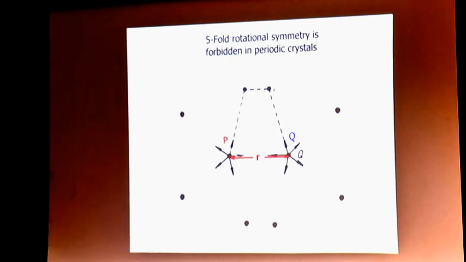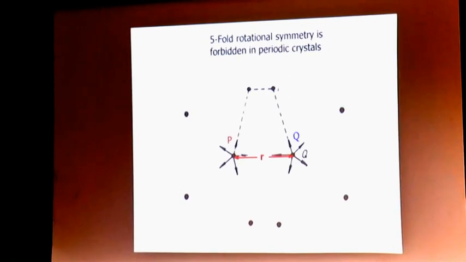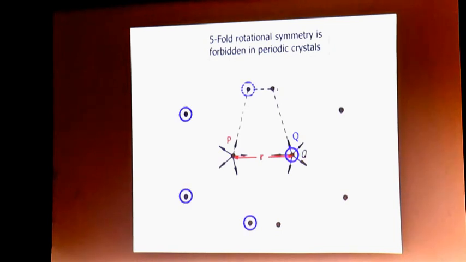Now, if five-fold rotation symmetry is allowed, then I should be able to rotate Q around P five times, and P around Q five times, and let's see what happens. So here is Q, right here. 1, 2, 3, 4, 5, and we should have a Q prime atom here, if five-fold rotation symmetry is allowed.